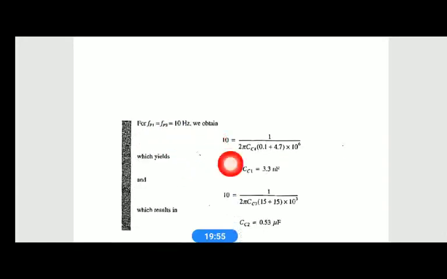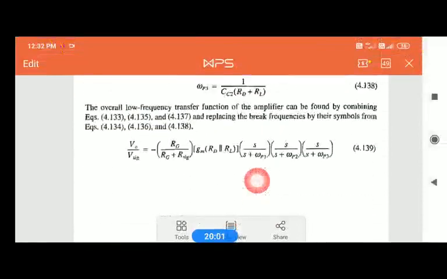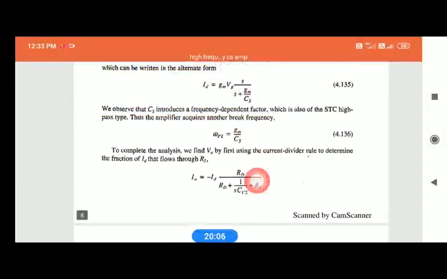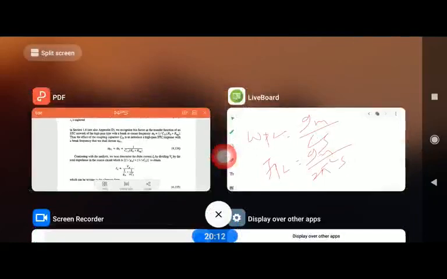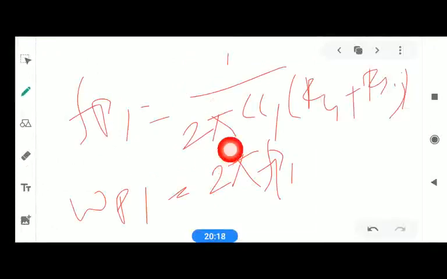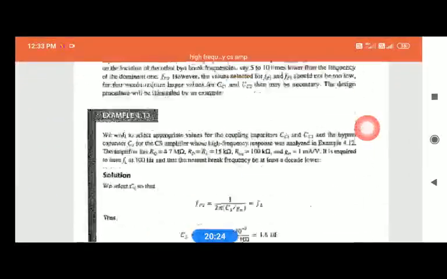So equating in the equation for FP1, we calculate the value of CC1. You know the formula for FP1, which you can see on the digital board. The formula for FP1 is 1 divided by 2 pi CC1 into Rg plus R signal. Use that to calculate the CC1.